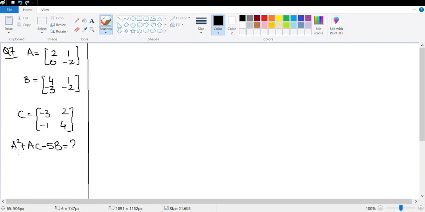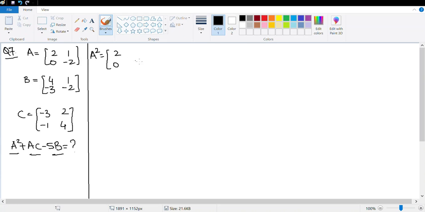We are on question number 7. Let's look at the question. It says A is another matrix, B is another matrix, C is a third matrix. We need to calculate A square plus AC minus 5B. So I'll calculate all these three elements separately and in the end add them, because putting them in one line becomes too long. So let me first calculate A square.